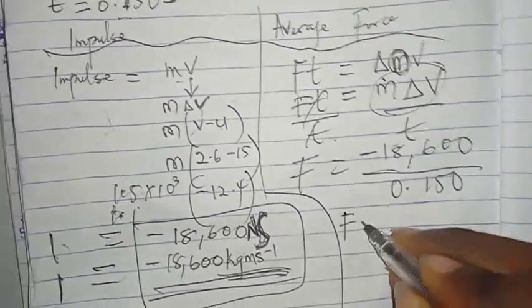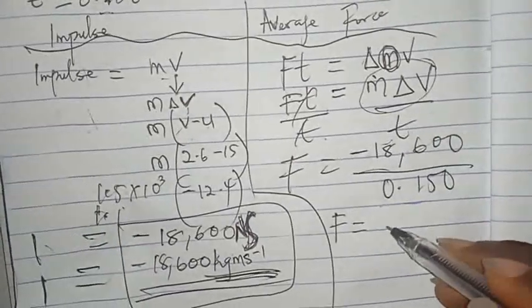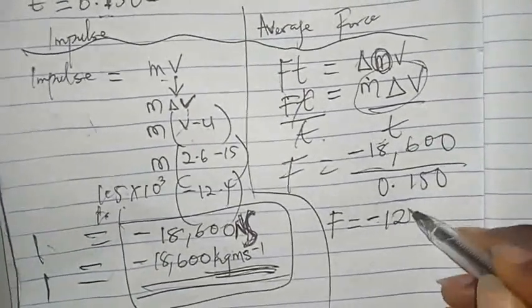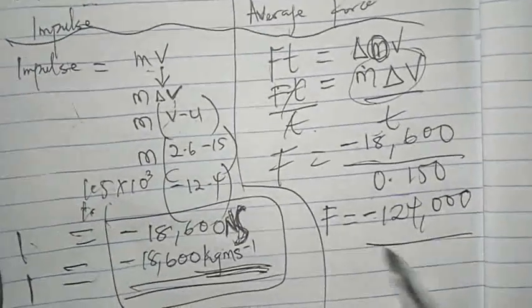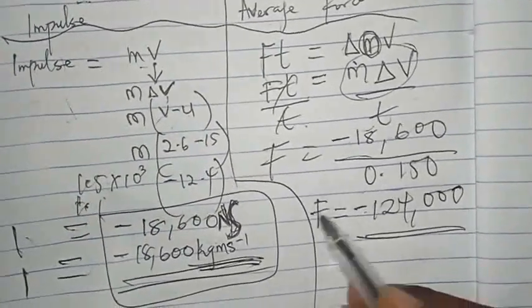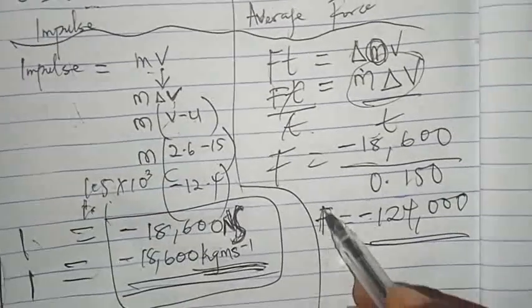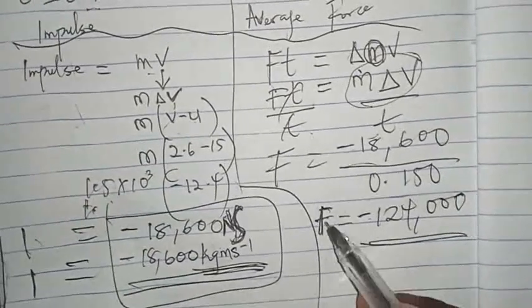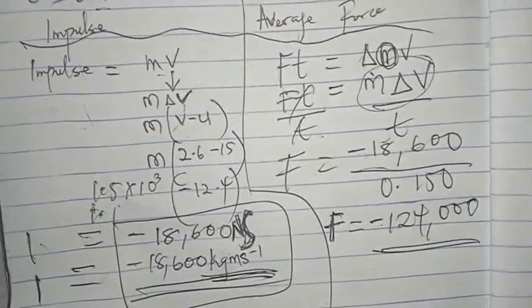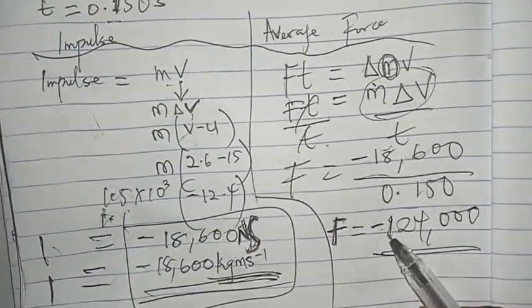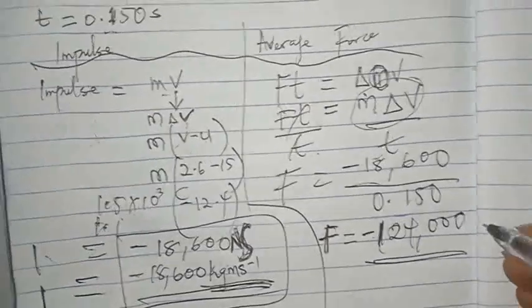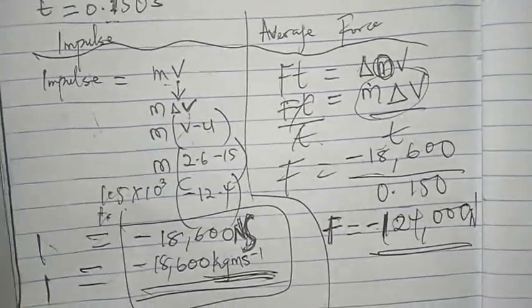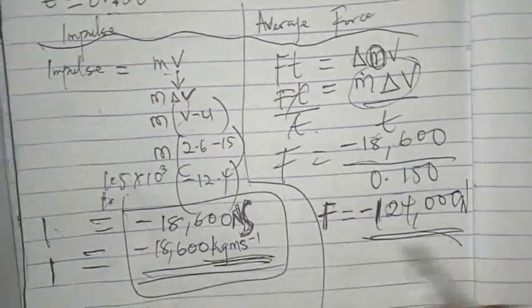So F, the force, is going to be minus 124,000. That means the average force here is more like an opposing force, a resistive force. So you need to know it. Anytime your force is negative, it means it's a resistive force. So that's my answer, and it's going to be in Newton. Force is in Newton. So that's for it.